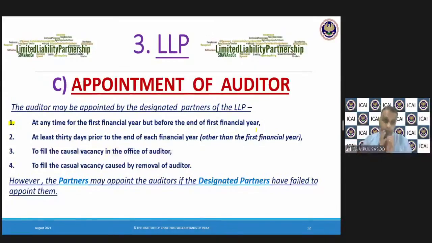If you're appointing an auditor for the first time, you can do so at any time during the financial year. For each financial year other than the first, it must be at least 30 days prior to the end of the financial year. If the year ends on 31st March, you should have appointed your auditor by 1st March. In the first year, it can be any time before the end of the financial year, and if it is recurring, you have to appoint the auditor 30 days prior to the end of each financial year.